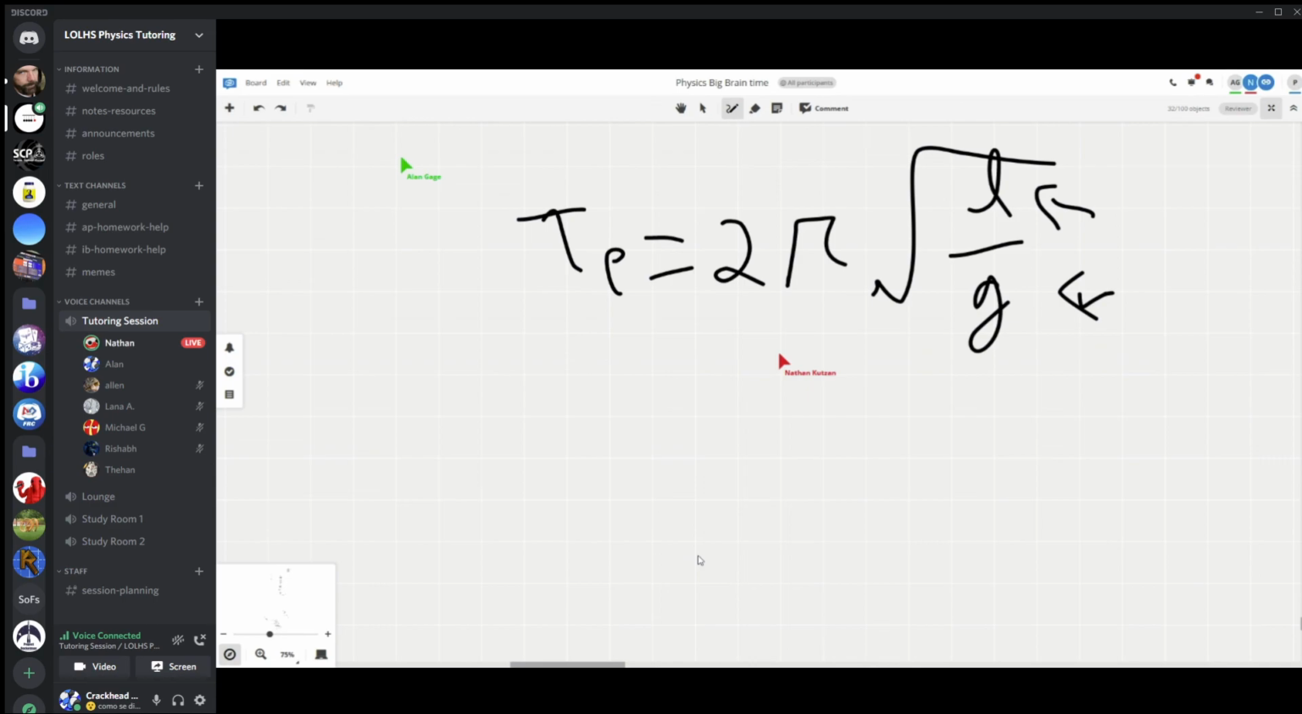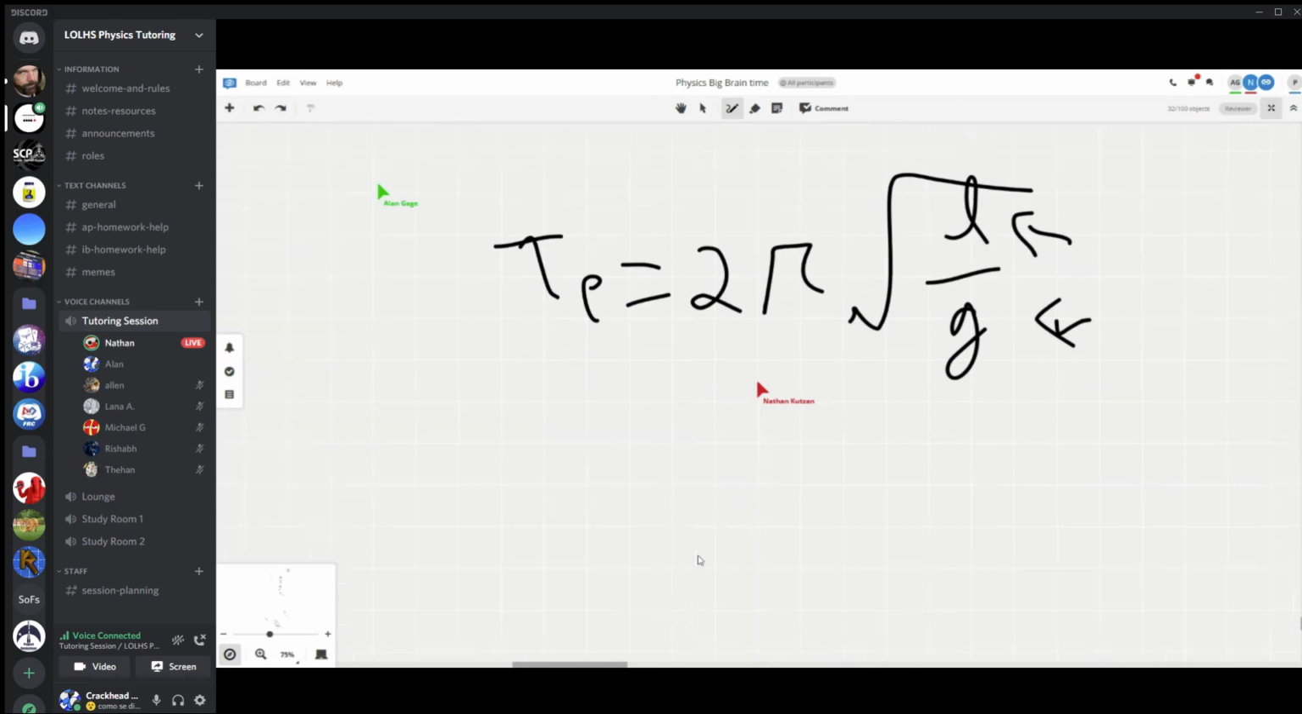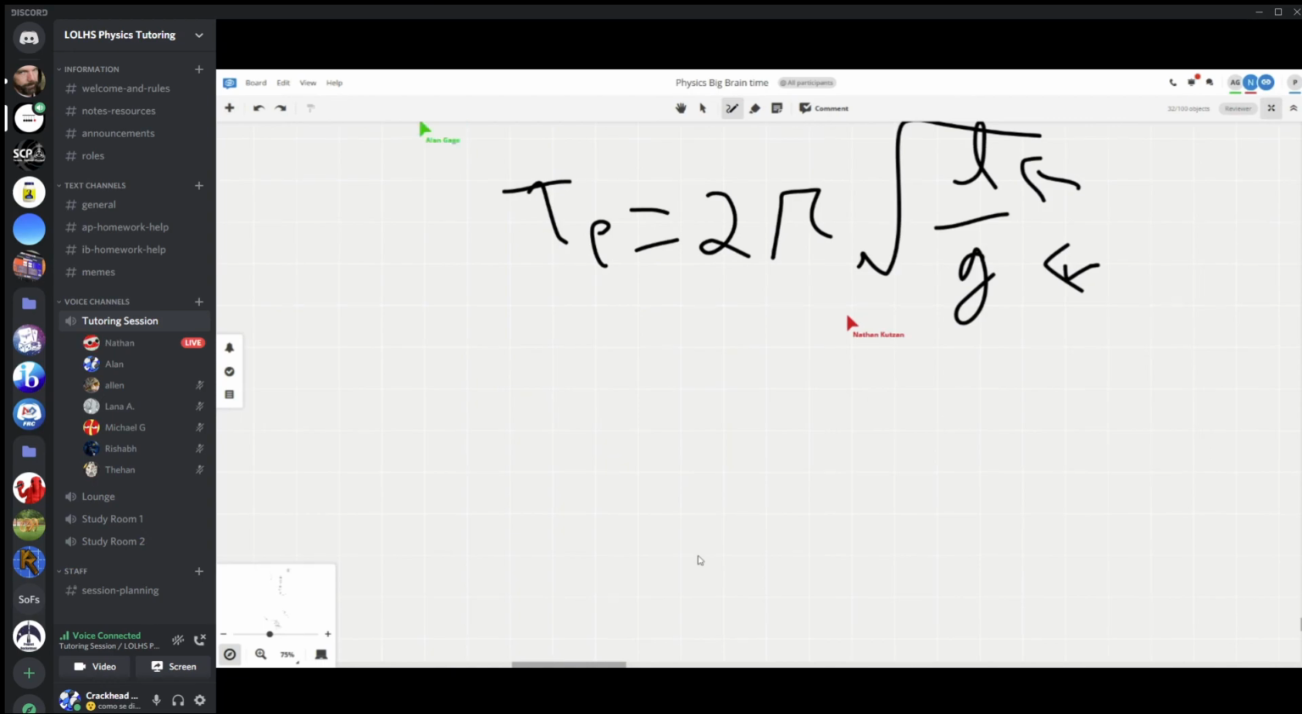So, I can make up a problem. If we have a pendulum, and it is 1 meter above its normal position. So its normal position would be down here, and it's currently 1 meter above its normal position. What would its maximum velocity be when I let it go? Does anyone know how we would solve that?